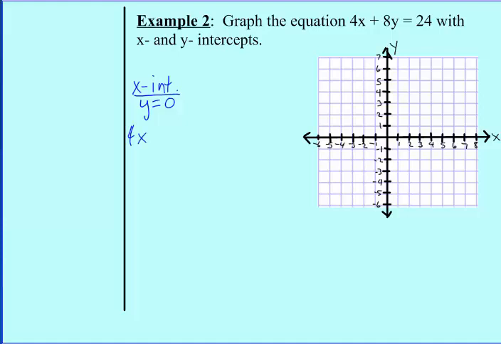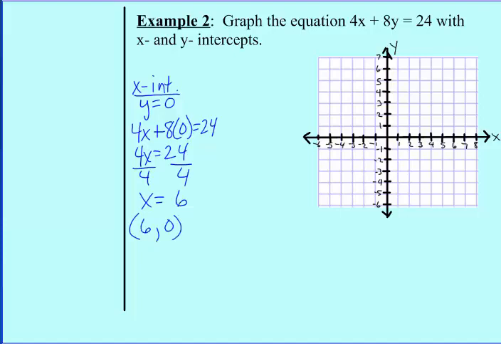4x plus 8 times 0 equals 24. And then we're going to solve. So 4x equals 24. Divide by 4 on both sides. X is equal to 6. So my x-intercept is 6, 0. So that's the x-intercept.